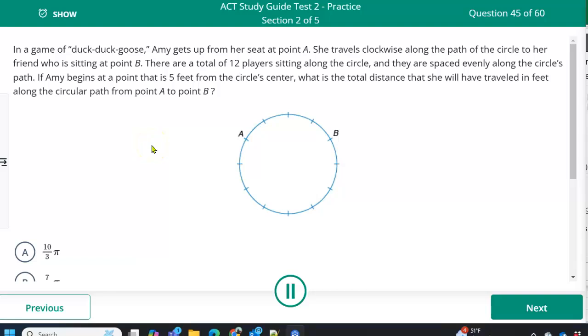In a game of Duck, Duck, Goose, I hope knowing the rules is not a requirement because I don't know how to play that. Amy gets up from her seat at point A. She travels clockwise along the path of the circle to her friend who is sitting at point B. There are a total of 12 players sitting along the circle, spaced evenly. If Amy begins at a point that is 5 feet from the circle's center, what is the total distance she will have traveled in feet if she travels from A to B?